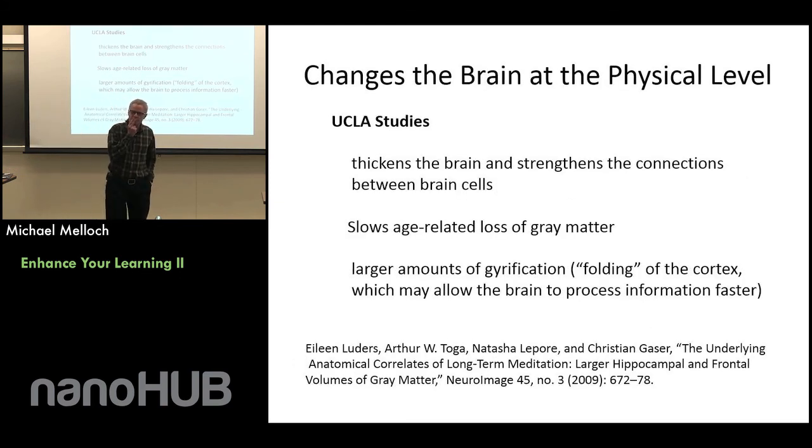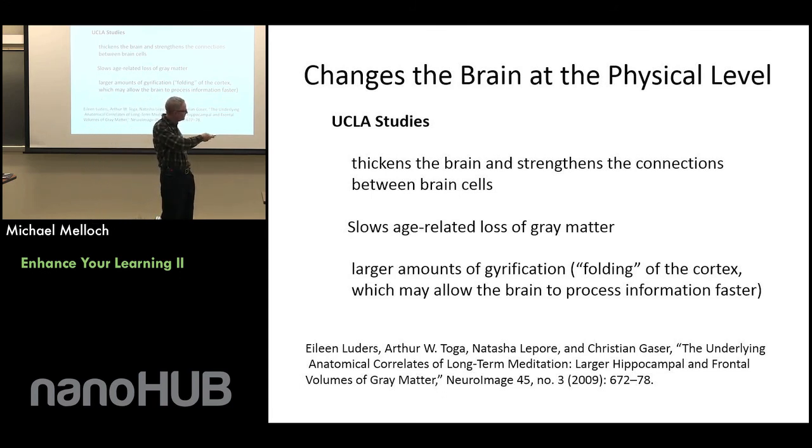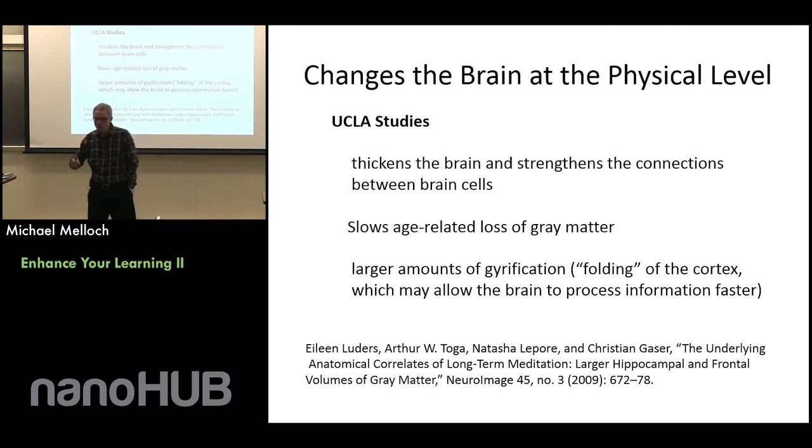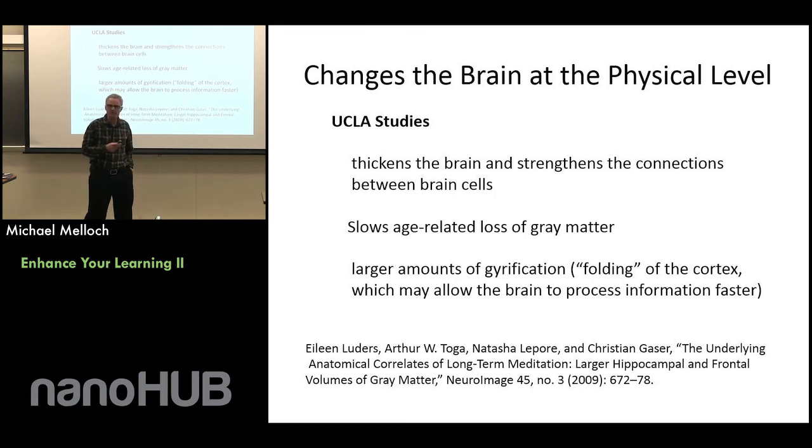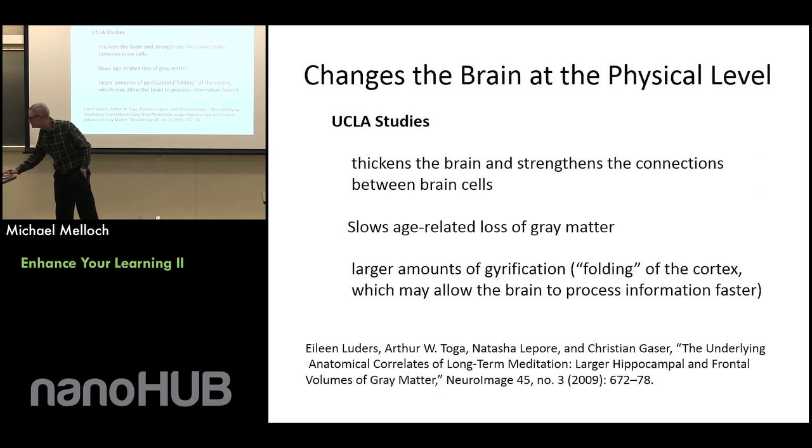Okay, this study at UCLA, they wanted to look at people who'd been meditating a long time, for 10, 20, 30 years. So in UCLA and Los Angeles, they could probably find plenty of people who have been meditating for a long time. What they found is that those who had been meditating for decades had definitely slowed the age-related loss of gray matter. They had a lot more gyrification, folding of their cortex, which is also associated with brain processing ability.